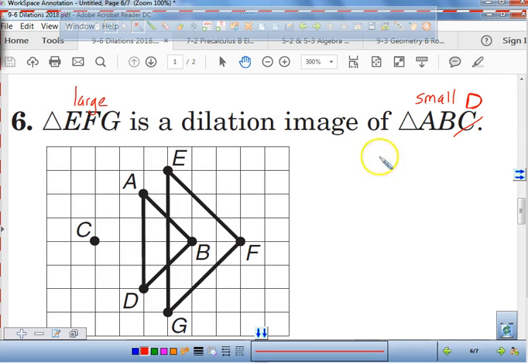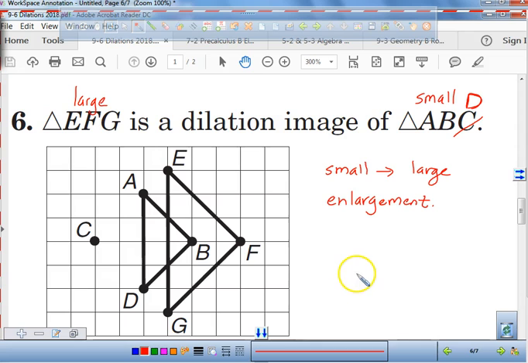So we went from what? We went from small to large. We went from small to large. So what type of transformation is that? That's an enlargement. So that's one of your answers. Okay? It's an enlargement. And I'll go back in there and I will change that.